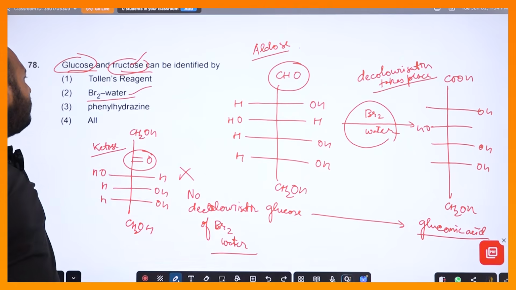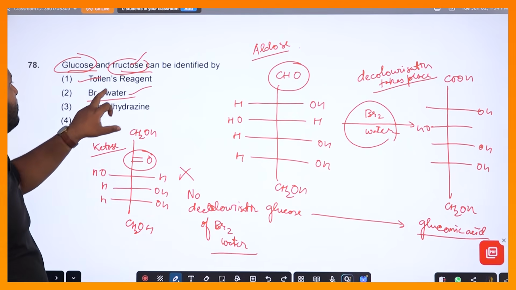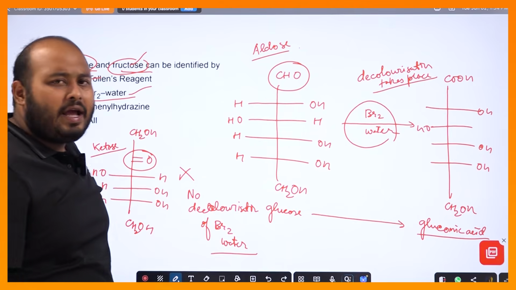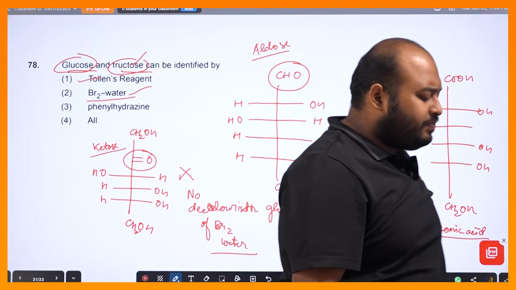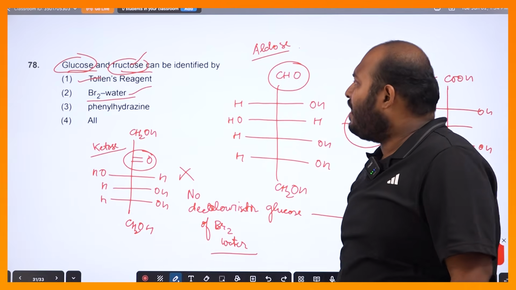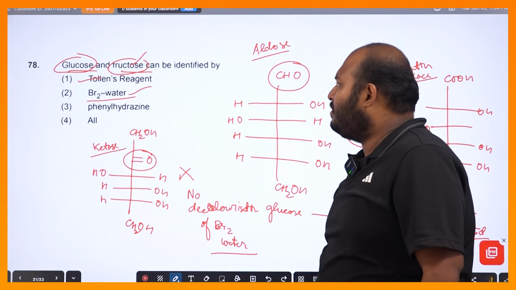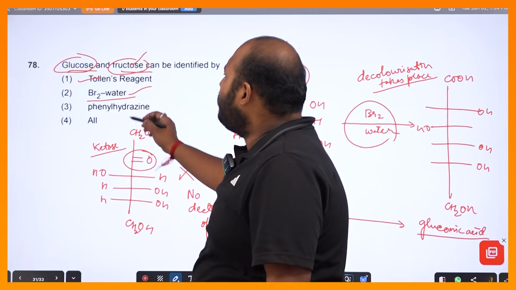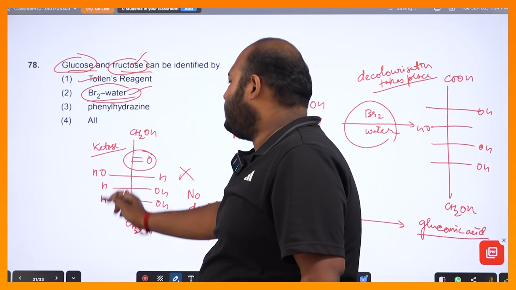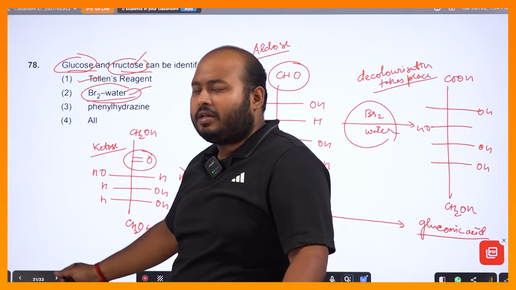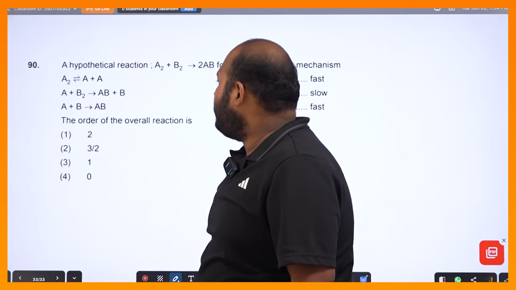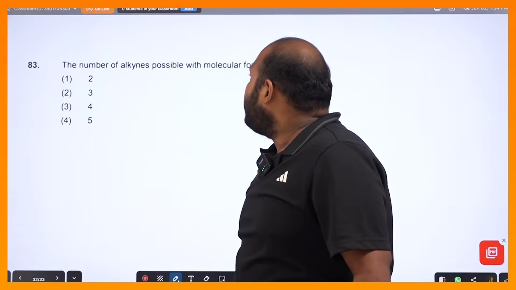The Tollens reagent will show a reaction with both of them, and phenylhydrazine will also form a reaction with both of them. But only bromine water is the reagent which can distinguish between these two. So let us come to the next question.